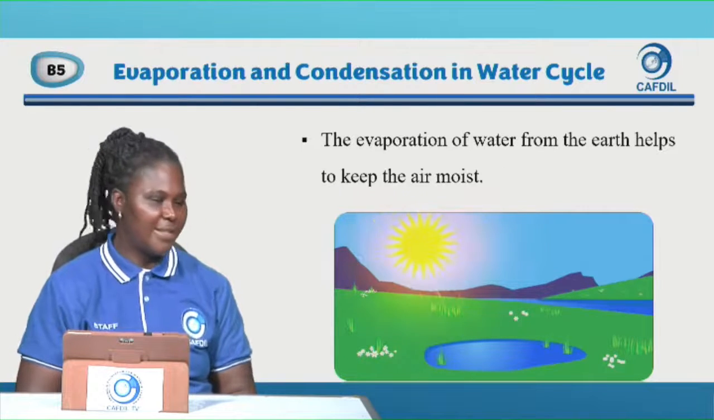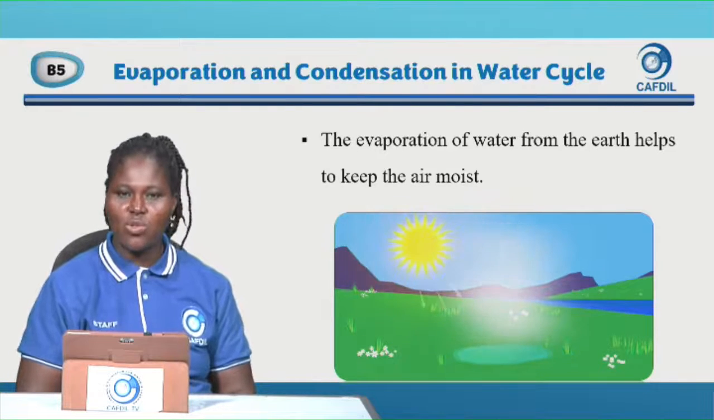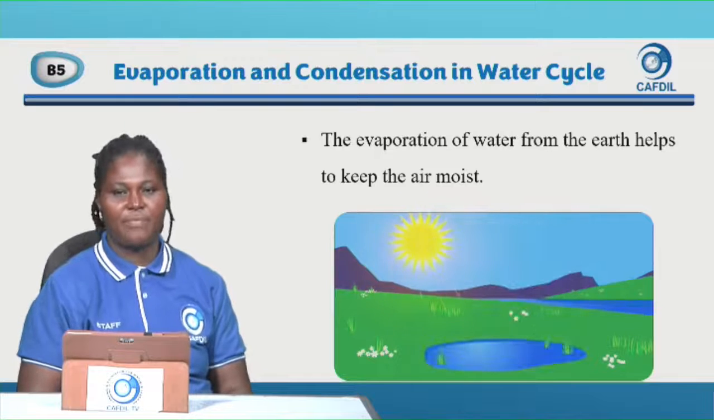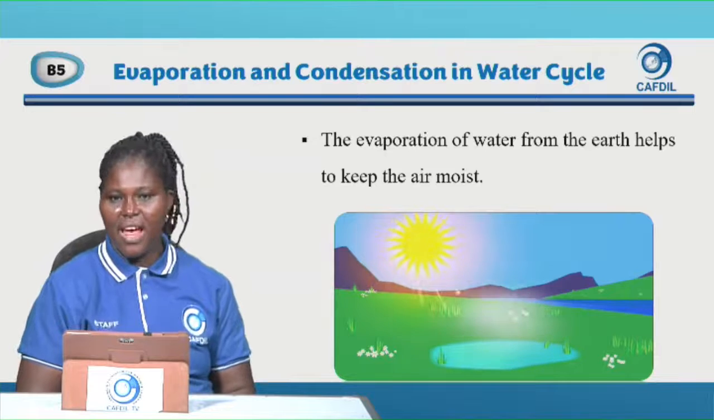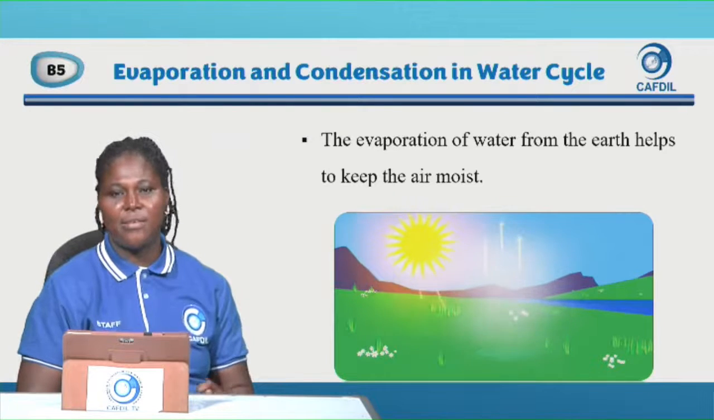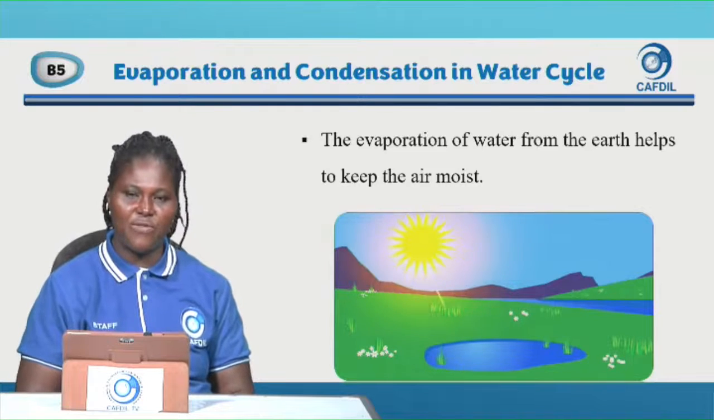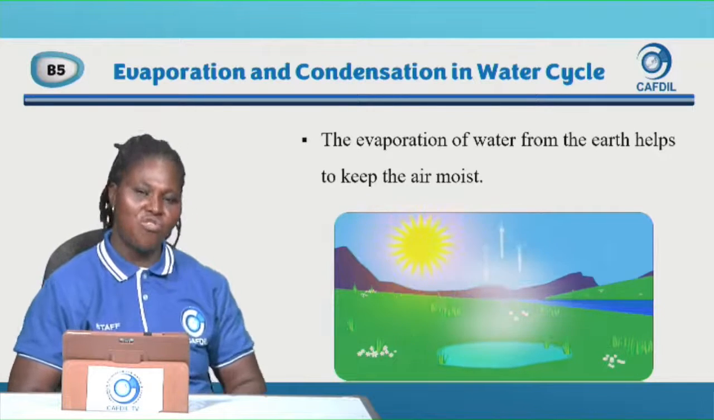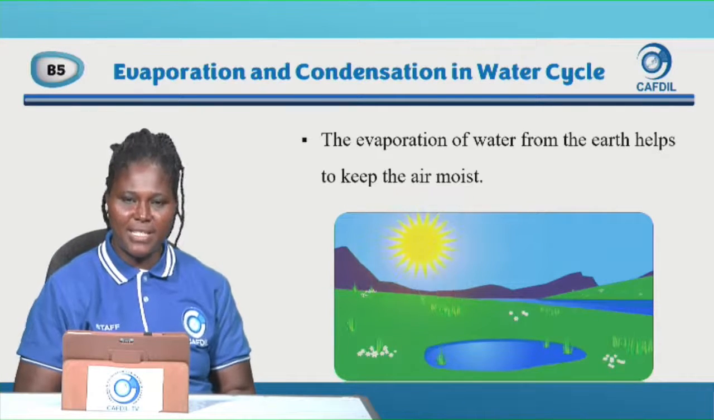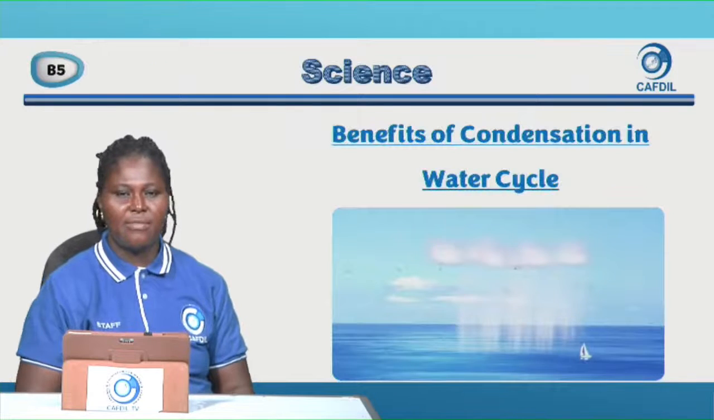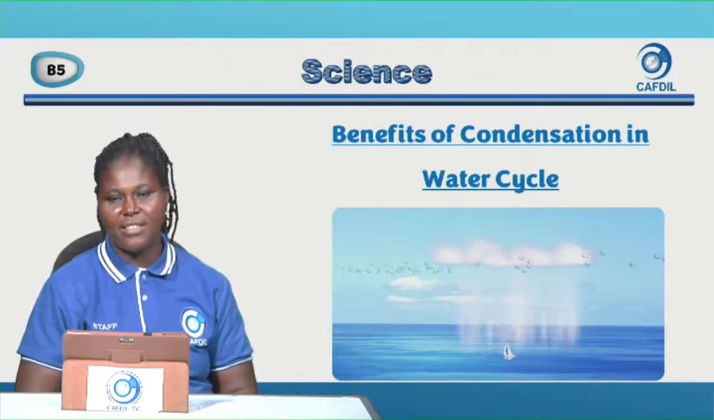Good. Another one is the evaporation of water from the earth helps to keep the air moist. So the air in the atmosphere becomes moist, watery, to prevent it from getting heated. Good. Benefits of condensation in the water cycle.